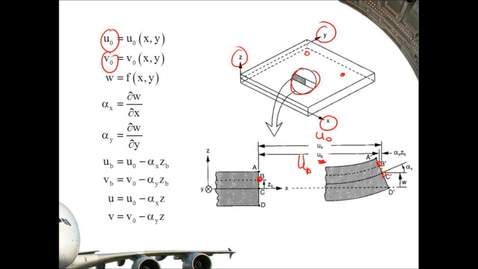So the displacement at anywhere through the thickness is a function of the displacement at the midplane minus some rotation component. And we can write that out more generally, that the displacement at any point is the displacement at the midplane minus the angle times the position through the thickness. Okay.